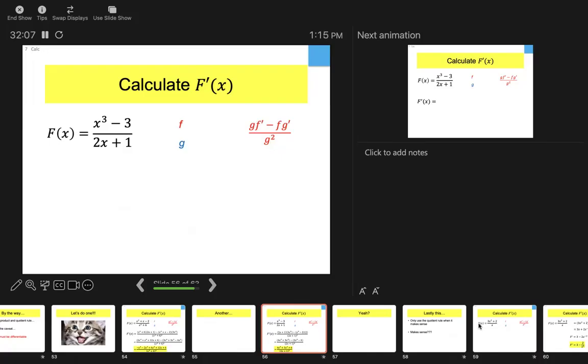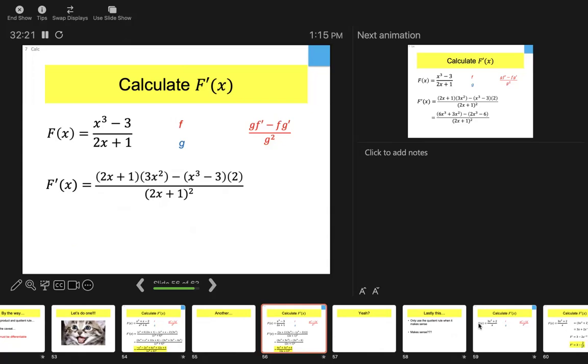2x plus 1 times 3x squared is 2 times x. And remember, it's a minus. 3 over 2x plus 1 squared. Yep, everybody? You like his method? Fine. Now what? Let's multiply it out. All right, do it.